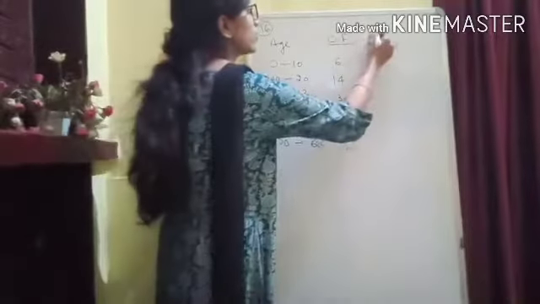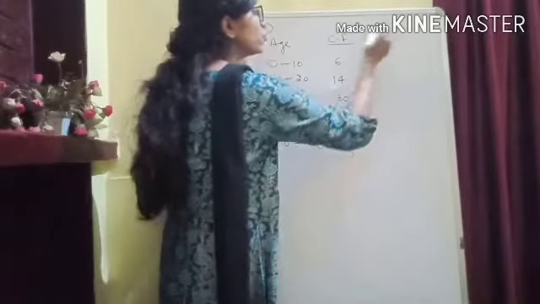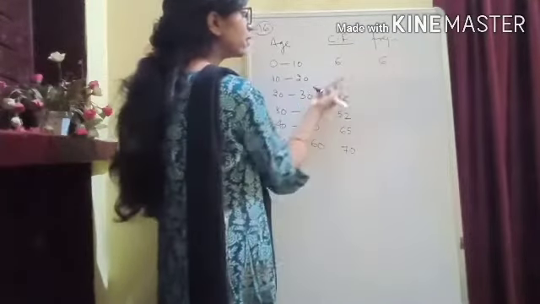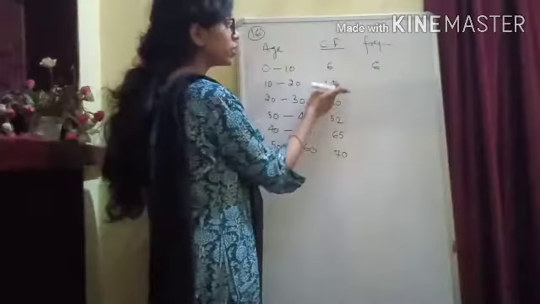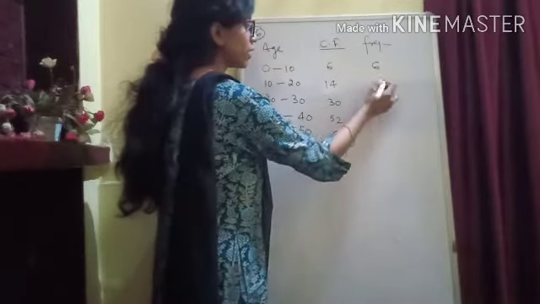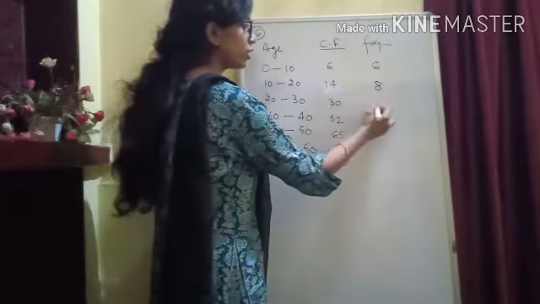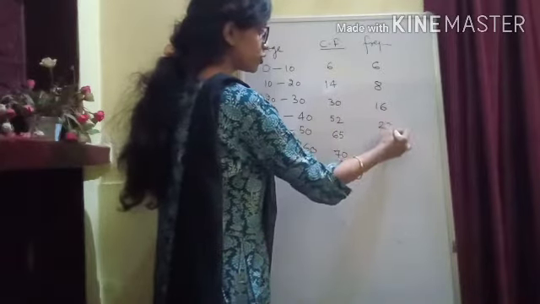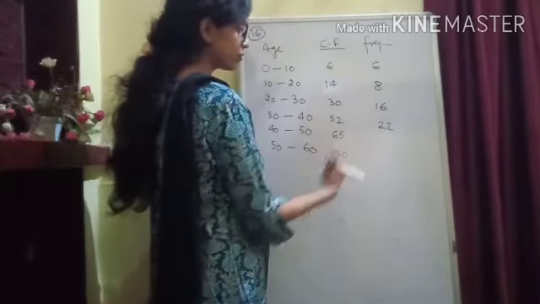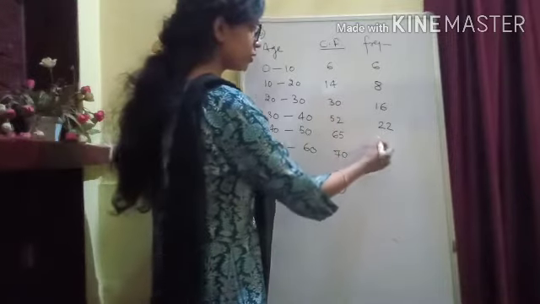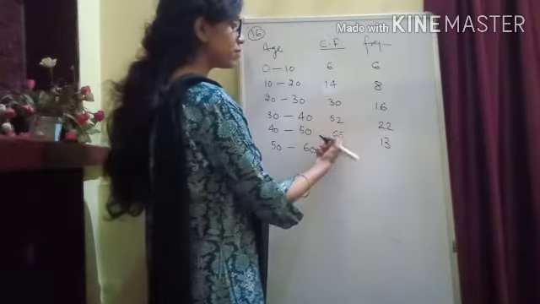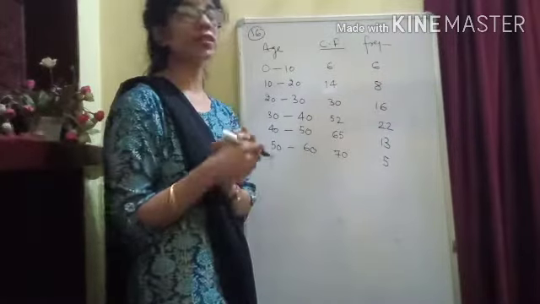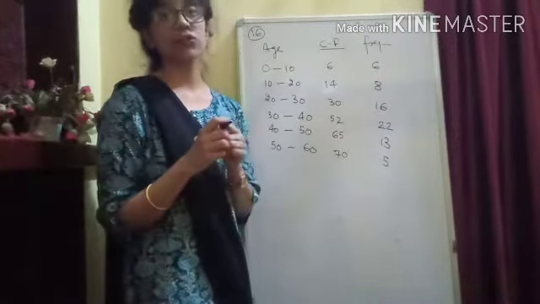Okay, now to calculate the frequency, I hope you can do that. How to do it? The first one will be the same, and then we start subtracting. So 14 minus 6 will be your 8, 30 minus 14 will be 16, 52 minus 30 will be 22, 65 minus 52 will be 13, and then 70 minus 65 will be 5. So this is how we have prepared the frequency table. Now let's see the last question.